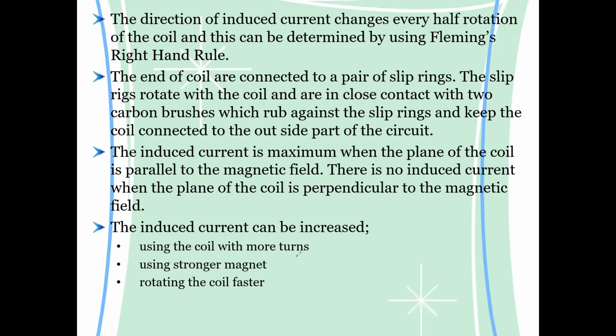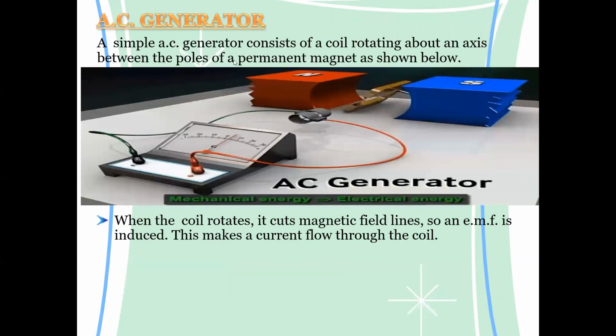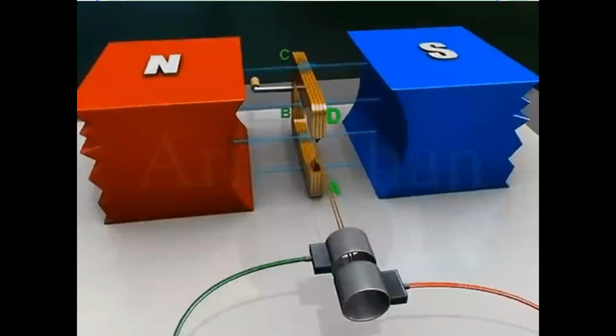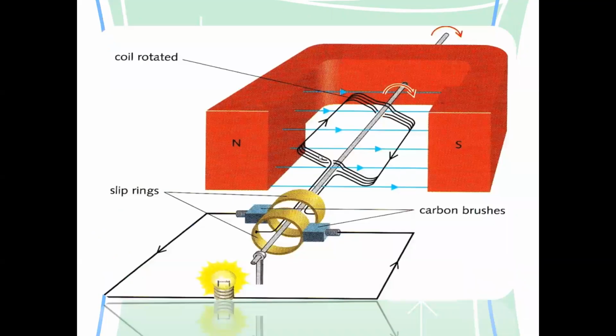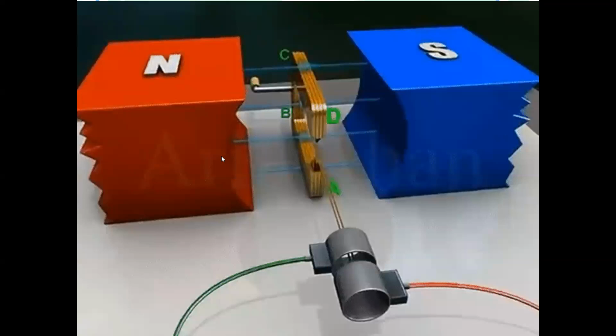We can use more coils, more number of turns. For example, here in this image we have 4 turns, but we want to increase the induced current. So what should we do? We should increase the number of turns. So 4 we can double. If we increase the number of turns, the amount of induced current will increase, or more induced current will be there due to a greater change in the magnetic field.